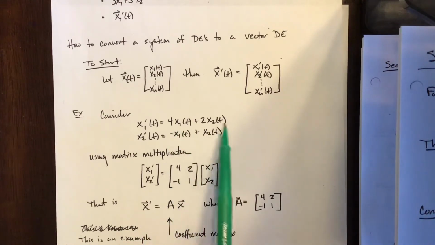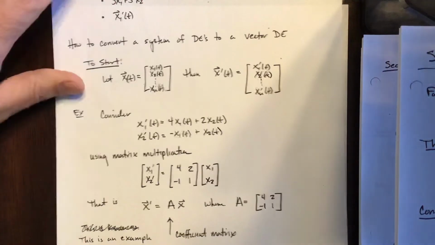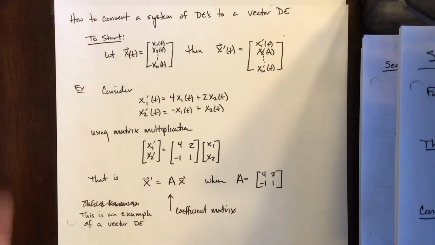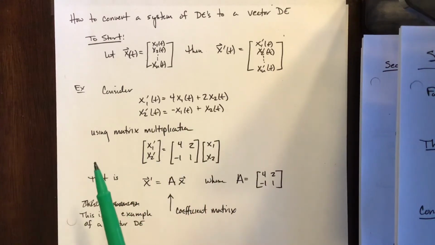On this side, we can rewrite this as the 2 by 2 matrix 4, 2, negative 1, 1 times x1, x2. The 2 by 2 matrix we call A is called the coefficient matrix. This is an example of a vector differential equation. Now, our whole goal in this is to find functions x1 and x2 that solve this differential equation.